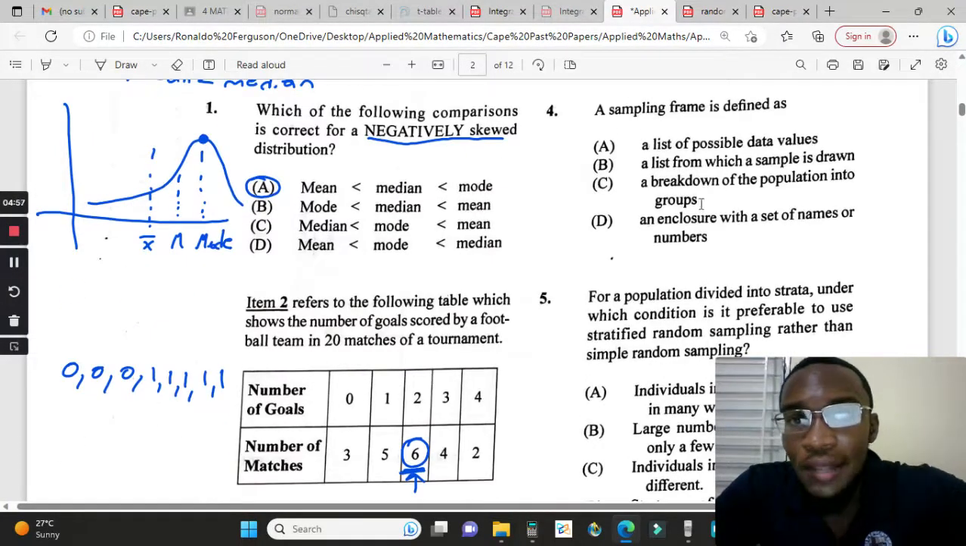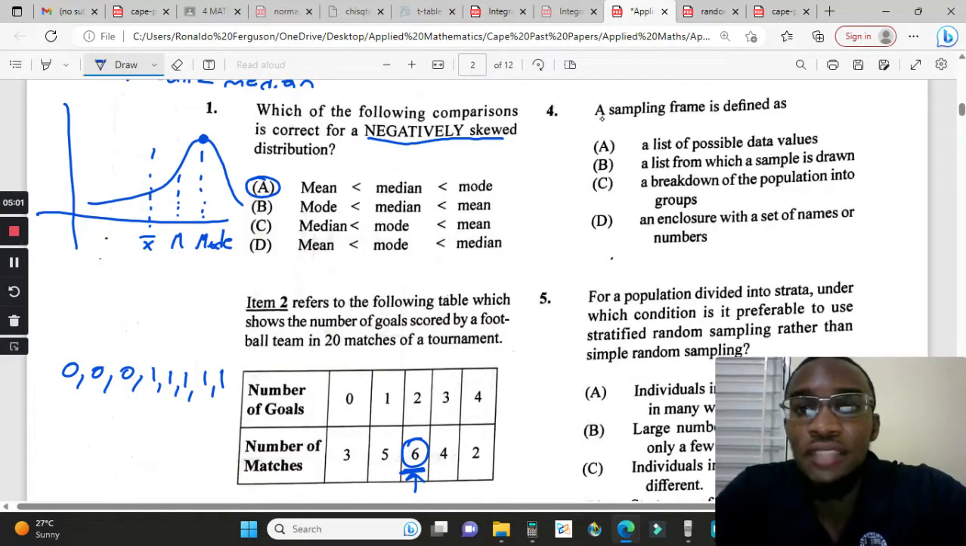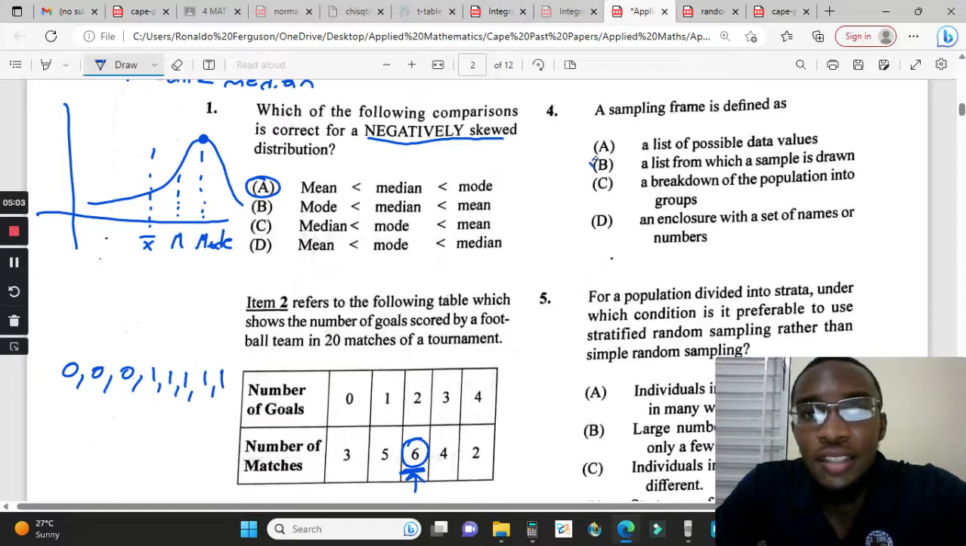Number 4, a sampling frame. That's just a definition. A sampling frame is just a list from which a sample is drawn. So that would be option B. Very easy. This is Applied Math Unit 1.